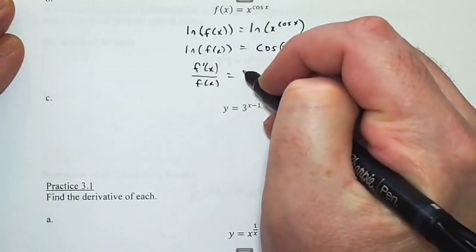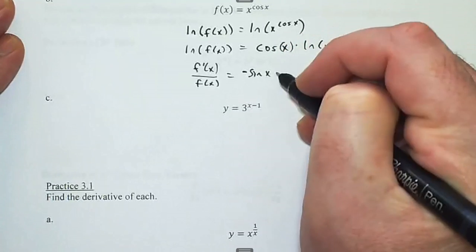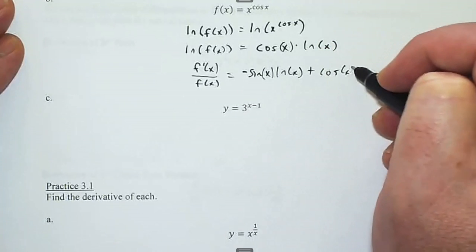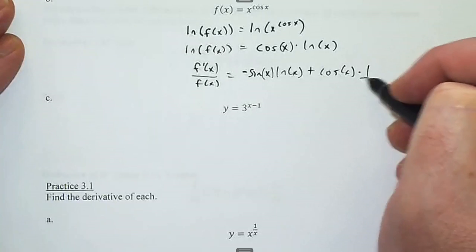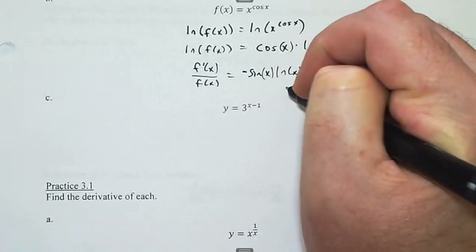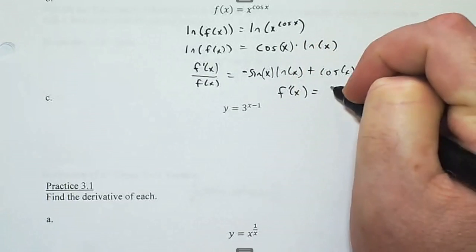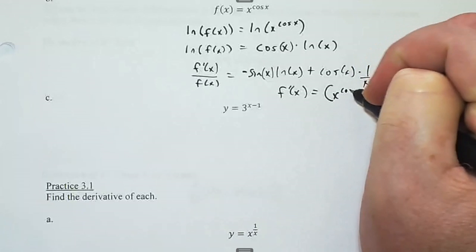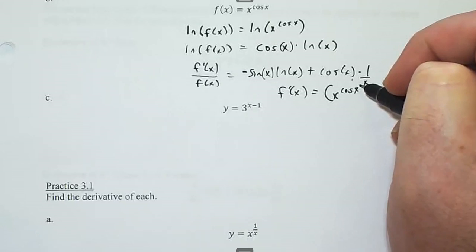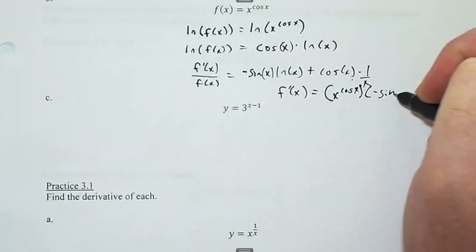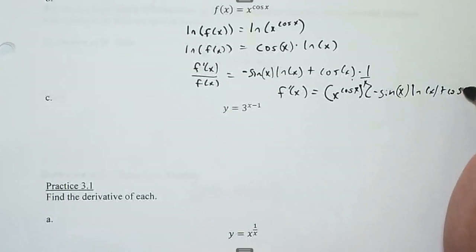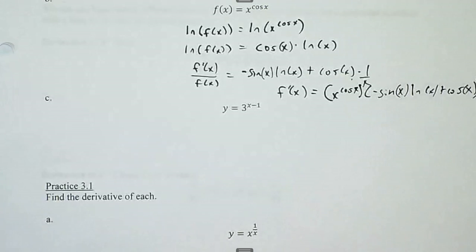Here we need to use the product rule. The derivative of cosine of x is negative sine of x. So the derivative of the first times the second plus the first times derivative of the second. The derivative of natural log of x is 1 over x. And now our last step is to simply multiply both sides by f of x. And when I do so, I'll go ahead and replace. So I get x to the cosine of x times negative sine x times natural log of x plus cosine of x. And there we have it.